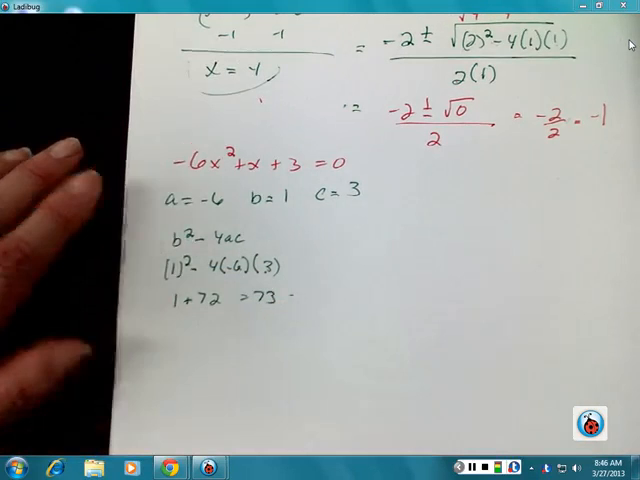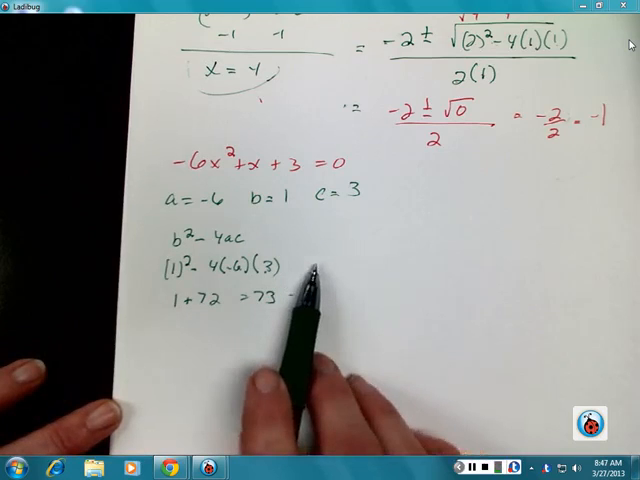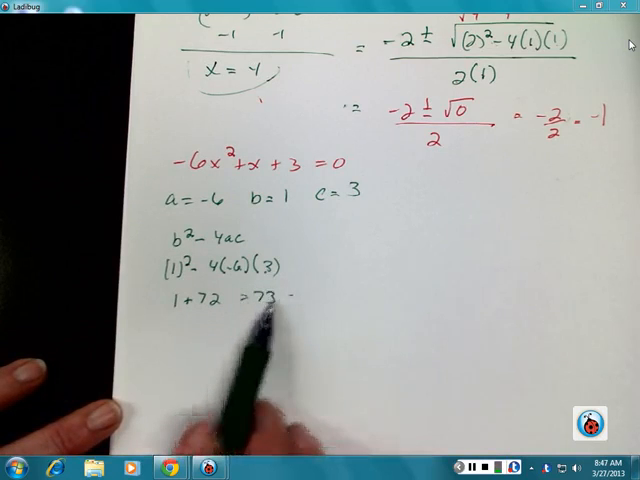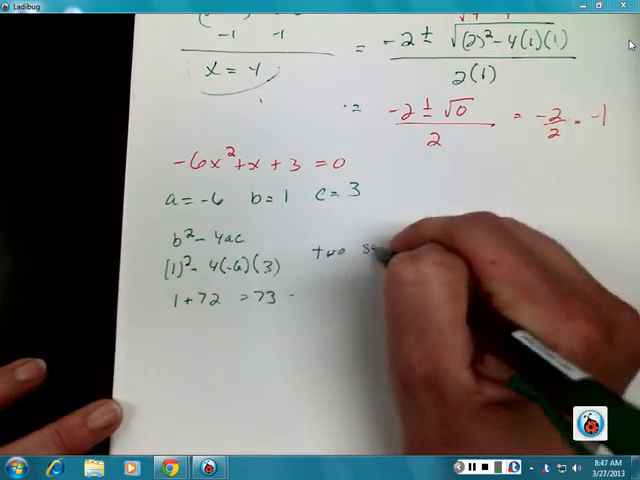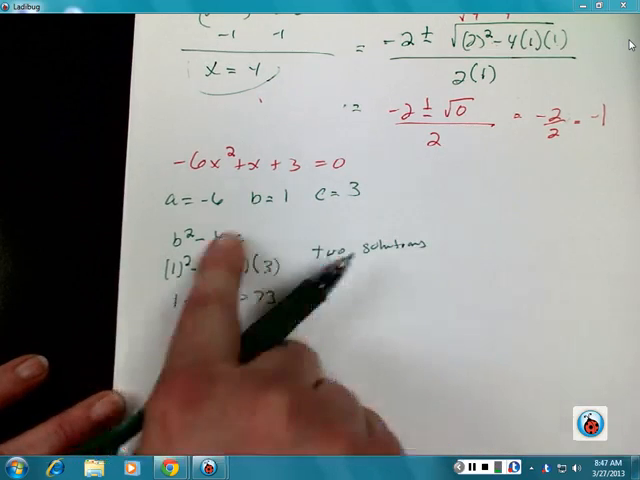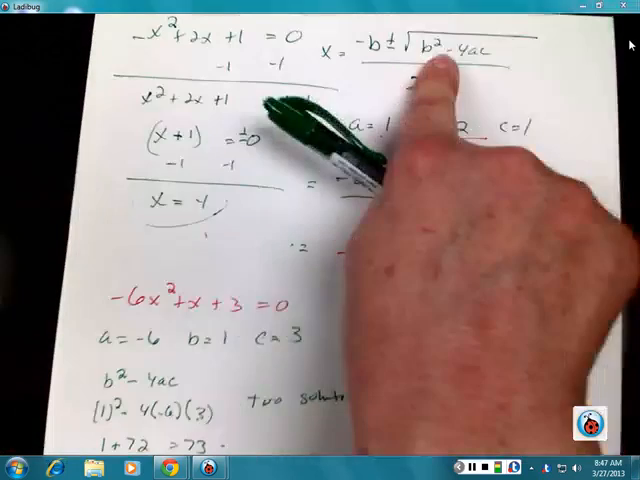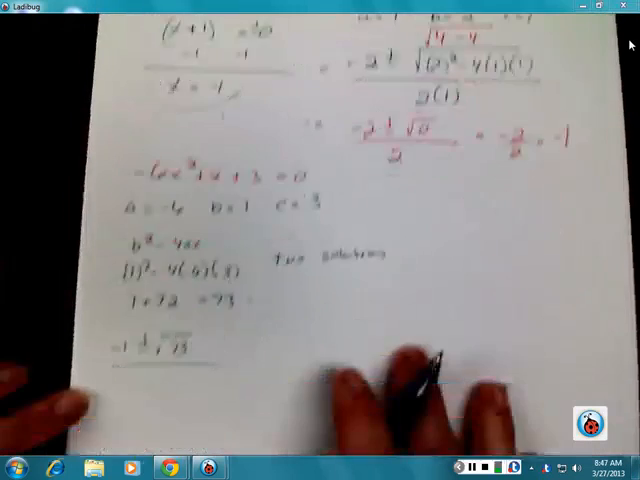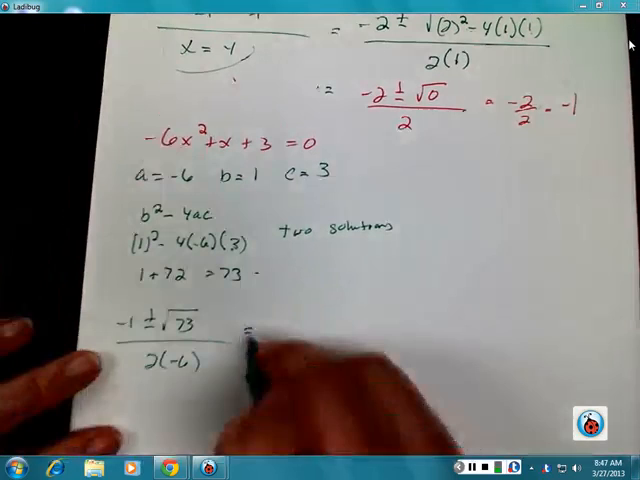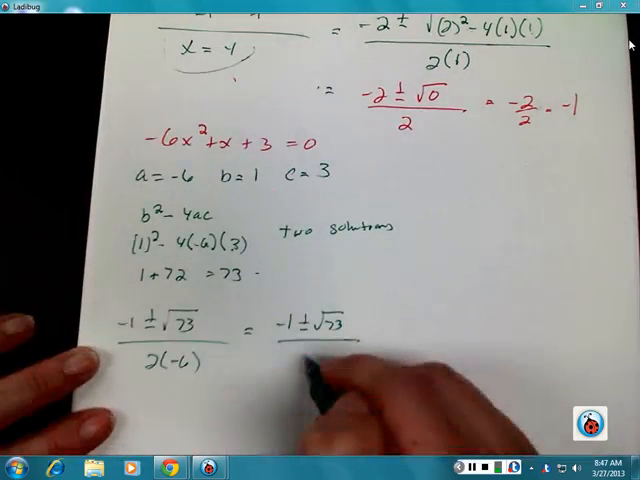And so what would this say? Now, in Hawks, it will say 1 solution, 2 solutions, or no solutions, and it's going to be 2 solutions because it is larger than 0. So you'd pick 2 solutions. And then the next piece is plug it into the rest of it. So it's going to be a negative 1 plus or minus the square root of 73, because that's what's underneath this radical piece, is that discriminant. So I've just found that piece, all over 2 times a, which is a negative 6. And so what do I get for an answer? Well, it's going to be negative 1 plus or minus the square root of 73 all over a negative 12.